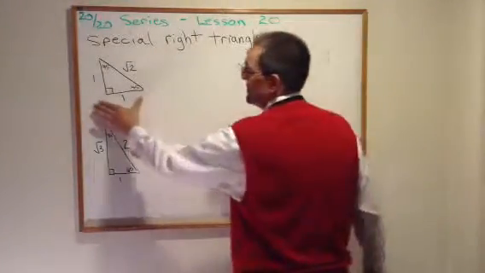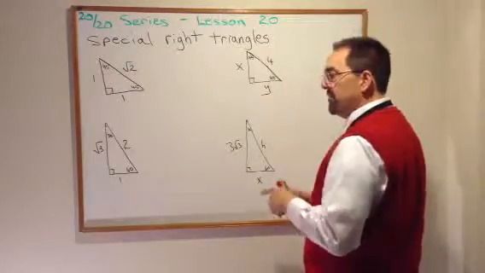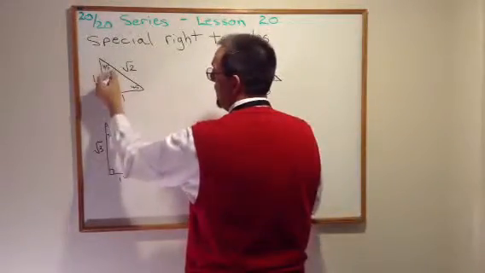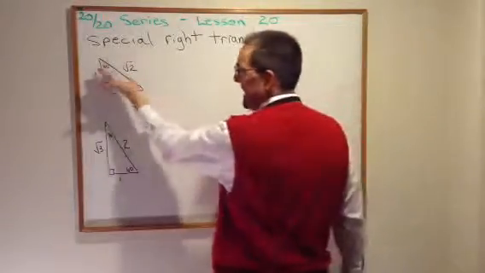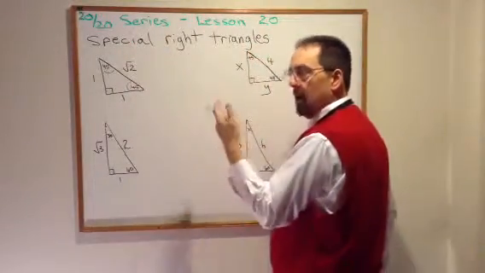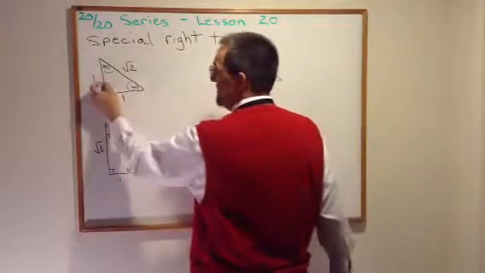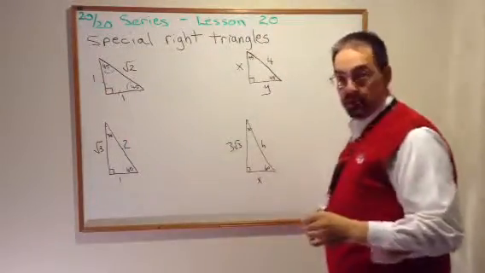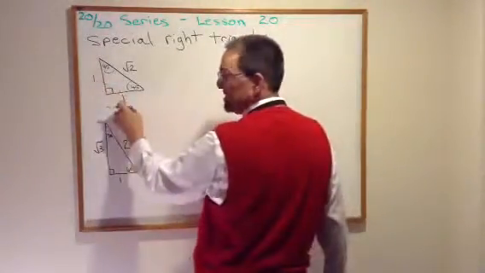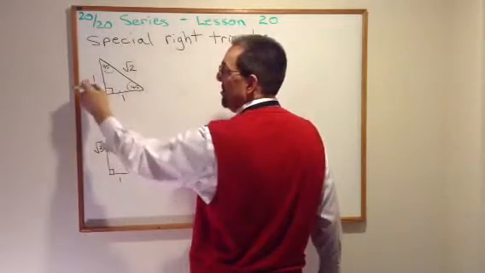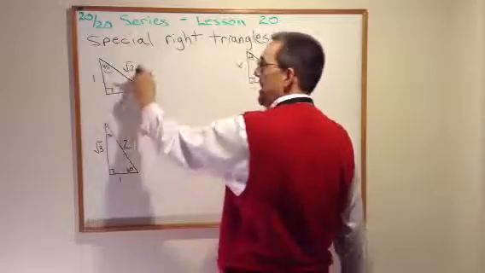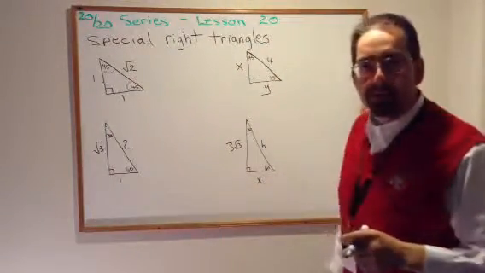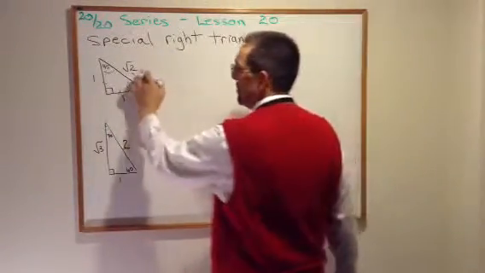The first special right triangle, the 45, 45, 90. If there's one thing you remember, 45, 45, 90, that was half of a square. That means we have an isosceles triangle where both legs are equal. We can take one leg squared plus the other leg squared, and we get the hypotenuse: 1, 1, square root of 2.